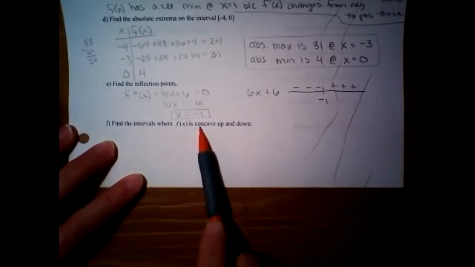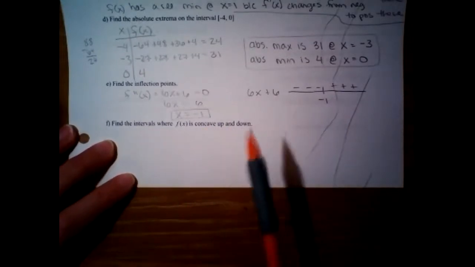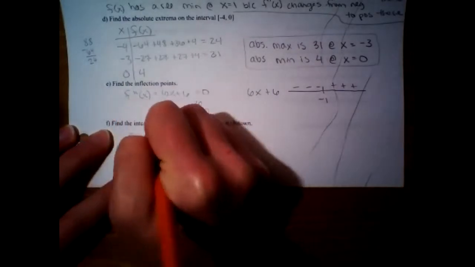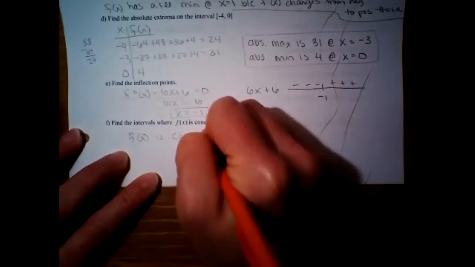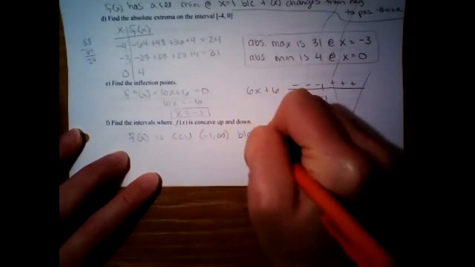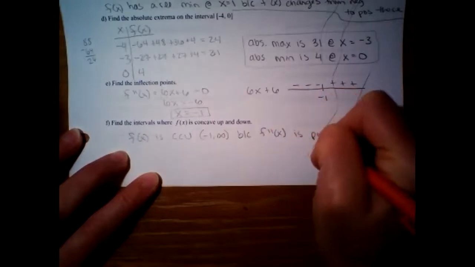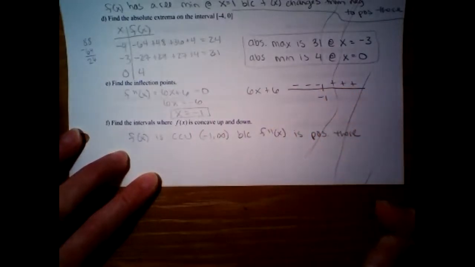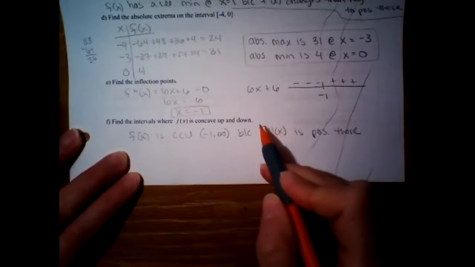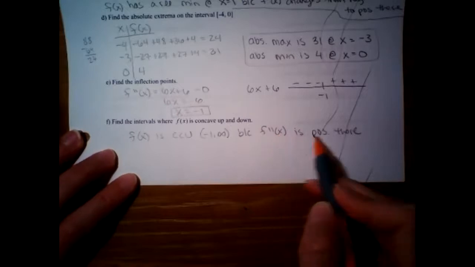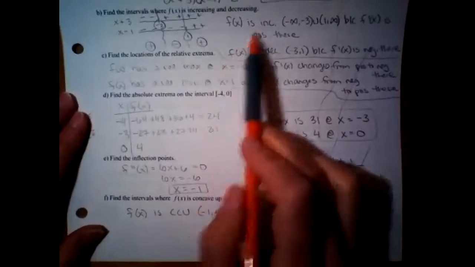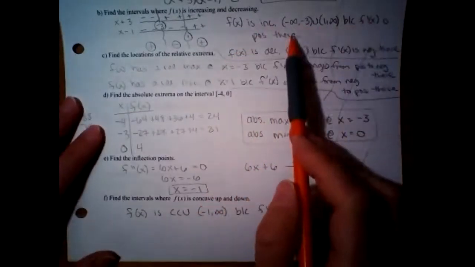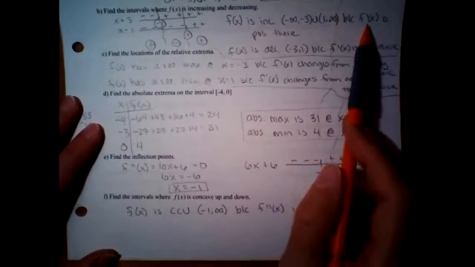So find the intervals where f of x is concave up and concave down. I kind of just said that. We're going to say f of x is concave up from -1 to infinity because the second derivative is positive there. And for the second derivative test, the second derivative is your source that you're citing. This is the guy whose information you're quoting. Second derivative is positive there. It's the exact same statement we did for increasing and decreasing. It's really not any different in the setup. You're just using the second derivative instead.